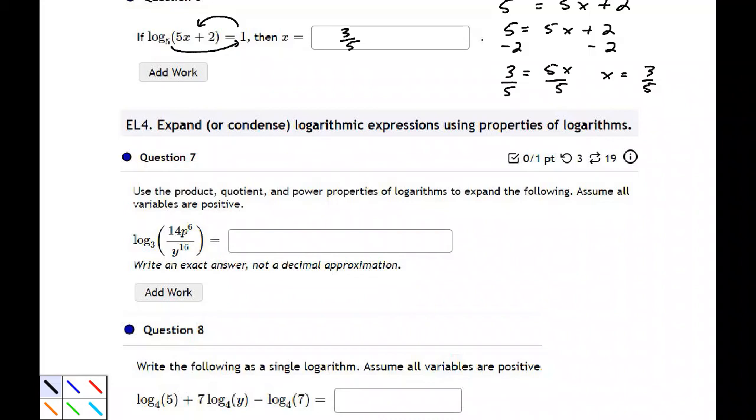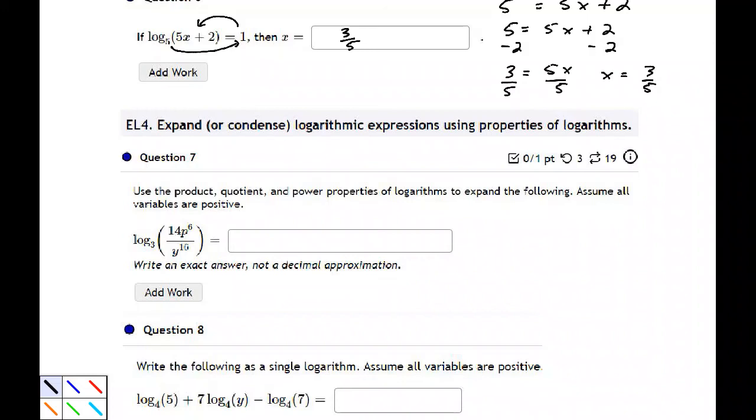Now, remember we have the product rule, which means that things that are multiplied inside of a log can be split into two logs as addition. We have the quotient rule, which says two things that are divided inside of a logarithm can be written as subtraction of two different logarithms. And then finally we have the power property, which says that if we have an exponent inside of a logarithm, that can be written as the coefficient of a logarithm. So we can bring exponents down, can split multiplication into addition, can take division and turn that into subtraction.